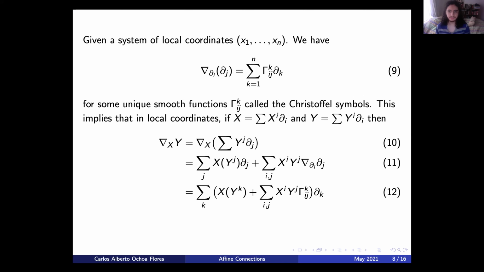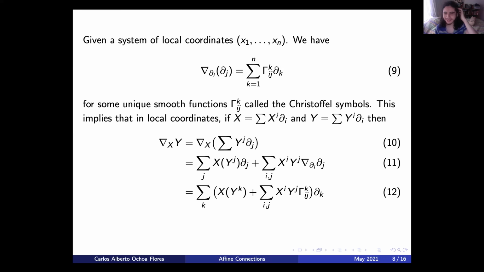Now, if we have a connection and we fix a system of local coordinates, since the local coordinates induce a local basis for the tangent spaces, then evaluating the connection at these vector fields must have an expression in terms of the local basis, right? And so it must look something like this, where these things gamma i j k are called the Christoffel symbols and are uniquely determined smooth functions.